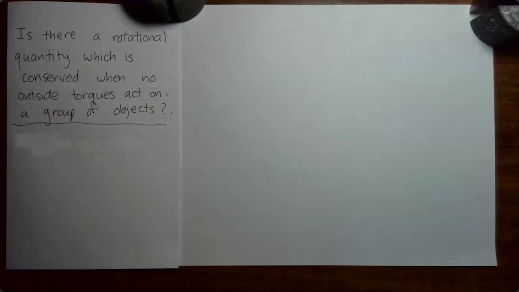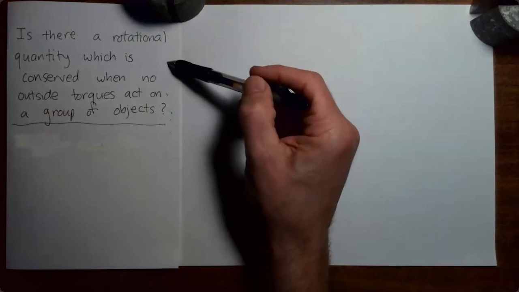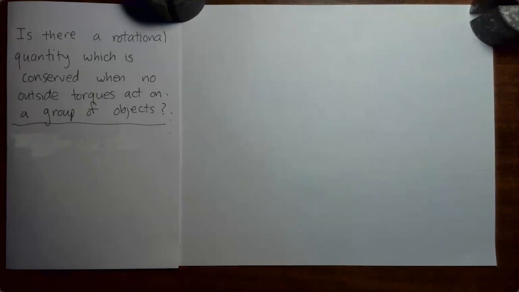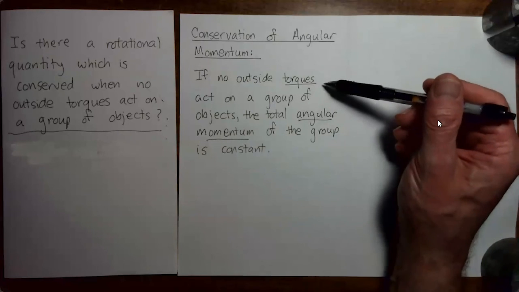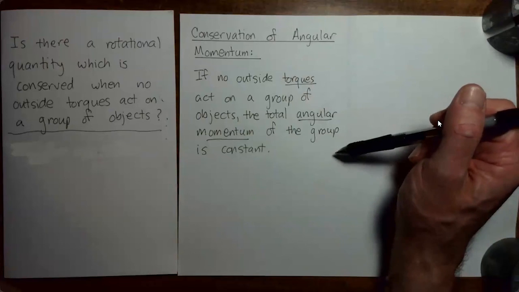Now we can return to the question which I posed earlier in the video. Is there a rotational quantity which is conserved when no outside torques act on a group of objects? Well, you can probably see where this is going. There is such a quantity, and it is the angular momentum. This brings us to the principle of conservation of angular momentum. Conservation of angular momentum says that if no outside torques act on a group of objects, then the total angular momentum of that group is constant.